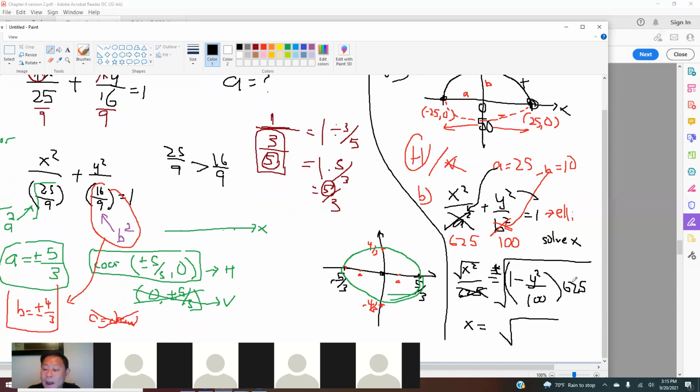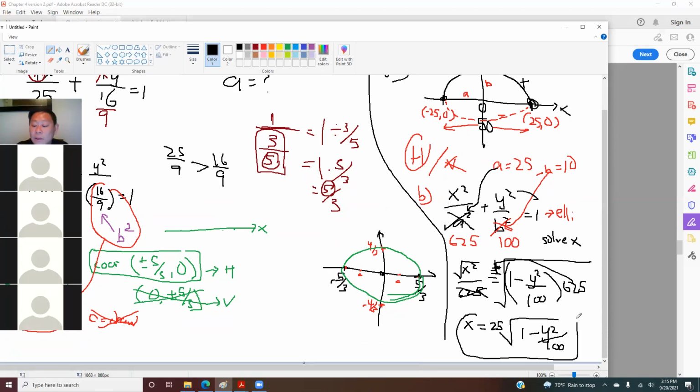Now this 625, you can take it out because 625 is a perfect square of what? 25. So this is 25 times the square root of 1 minus y squared over 100. This is the equation of the semi-ellipse for this part, and because it is semi, you got the positive here. So this is 25 times it.